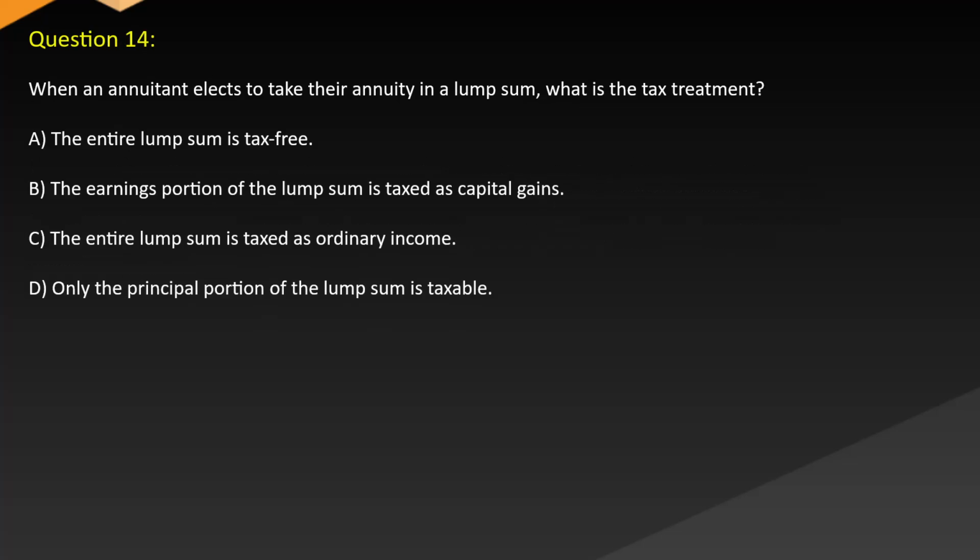Question 14. When an annuitant elects to take their annuity in a lump sum, what is the tax treatment? A. The entire lump sum is tax-free. B. The earnings portion of the lump sum is taxed as capital gains. C. The entire lump sum is taxed as ordinary income. D. Only the principal portion of the lump sum is taxable.